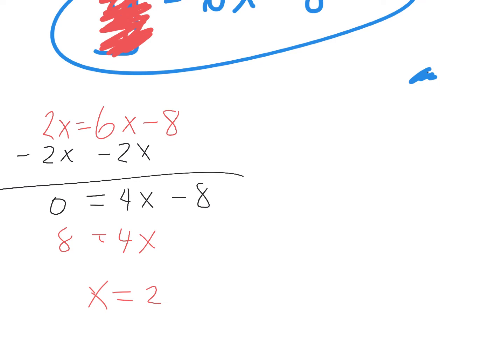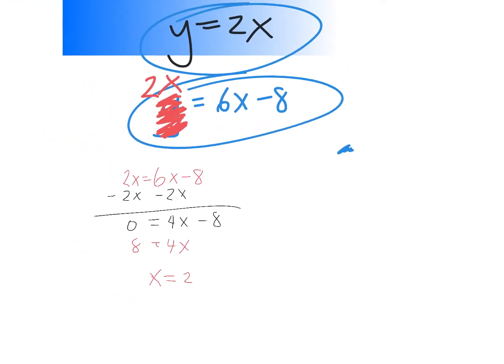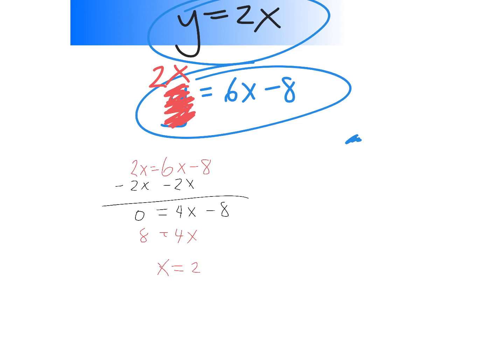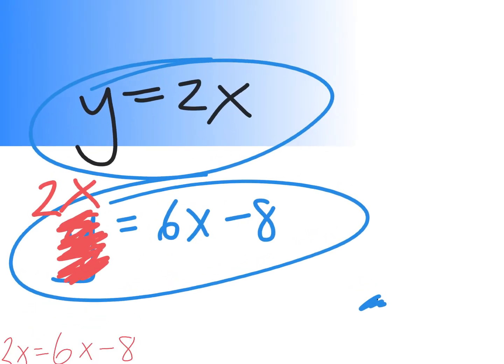How do I get the 4? Well, I go back to the original problem, which was these two. And now that I know x is 2, you can substitute again. X is 2. Look, y equals 2 times 2. Y equals 4. All right, that's called substitution.